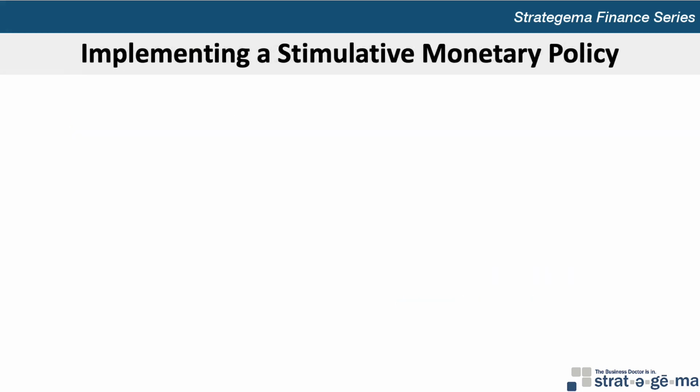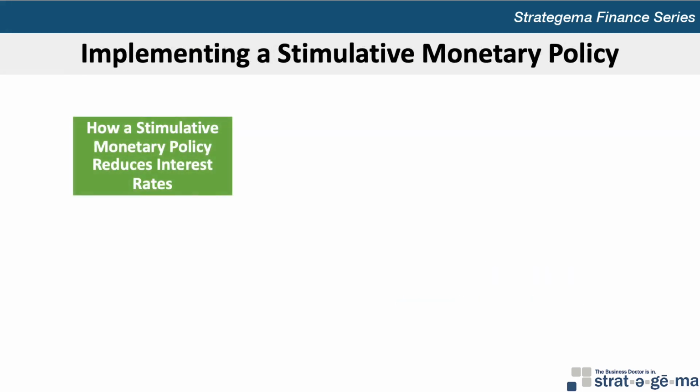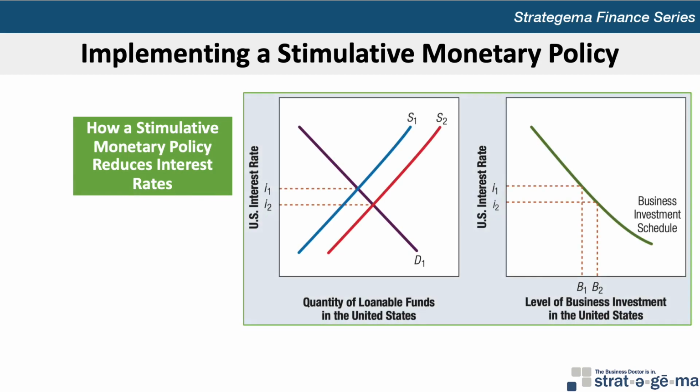Now let's discuss the effects of a stimulative monetary policy. To illustrate how the stimulative monetary policy affects interest rates, the left graph of this exhibit shows the demand for loanable funds, D1, and the supply of loanable funds, S1, before the Fed implements its monetary policy, which results in an equilibrium interest rate, I1.